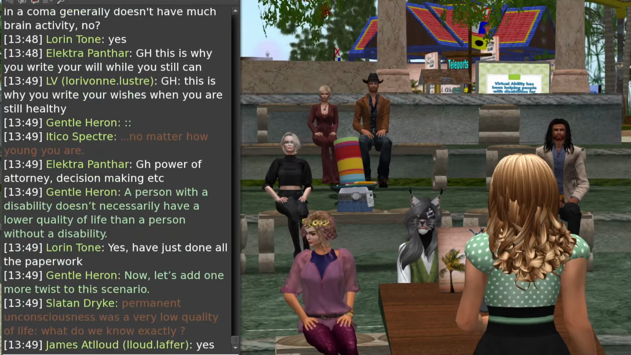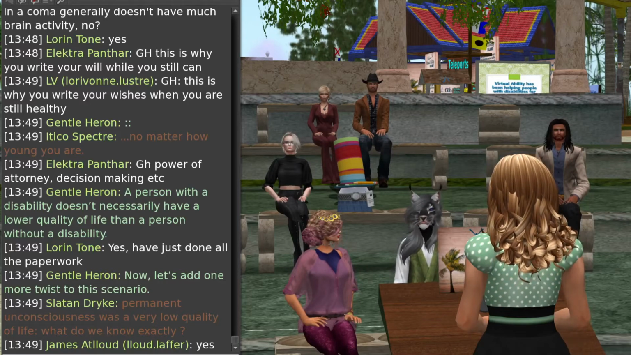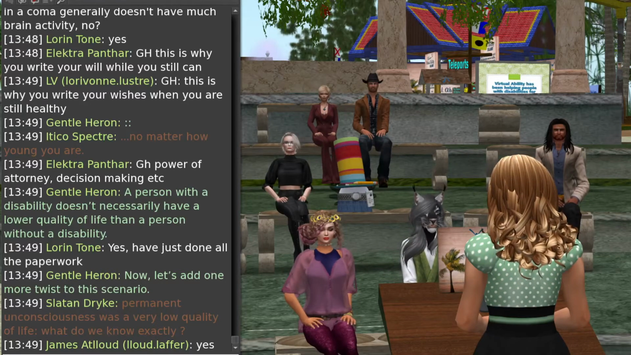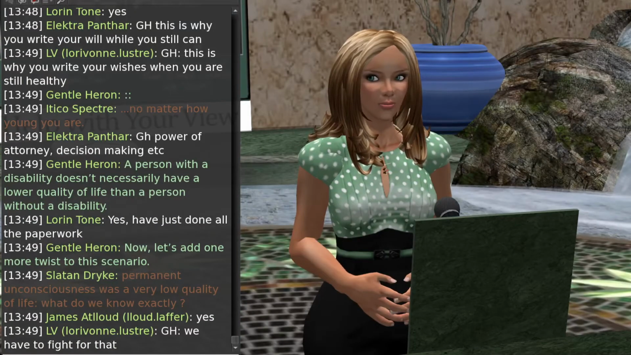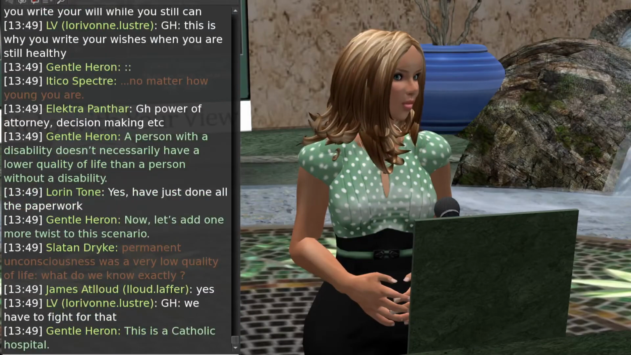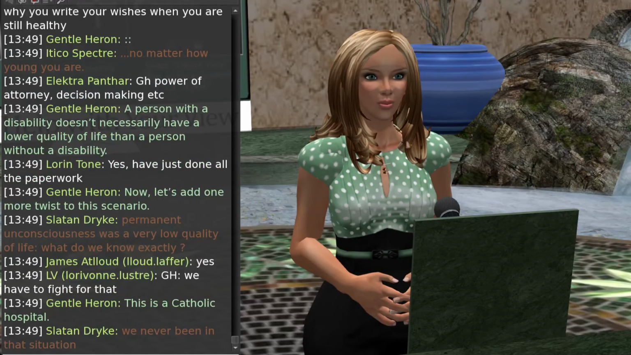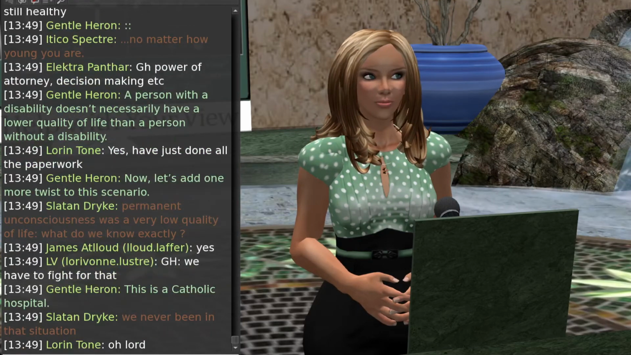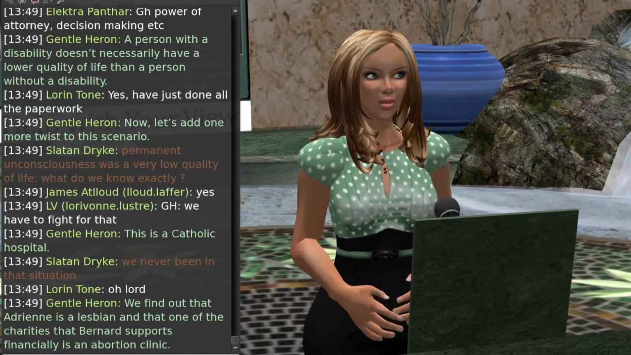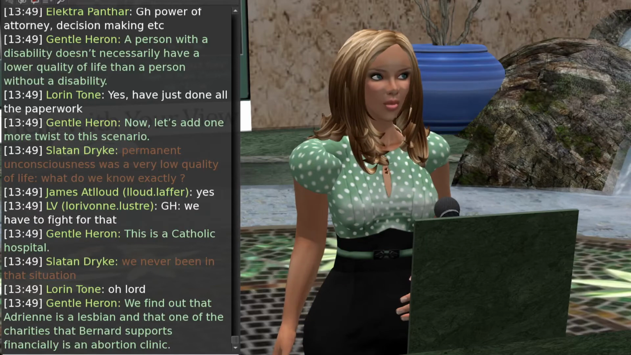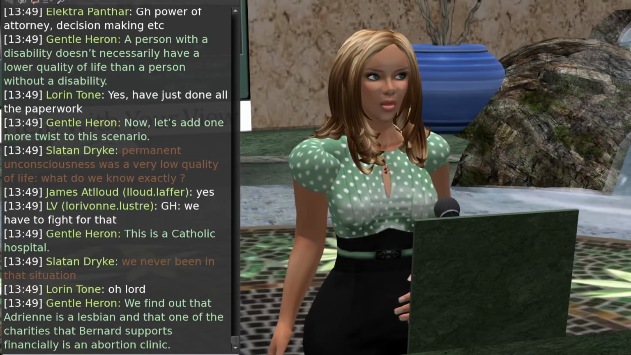So now let's add one more twist to this scenario. Slayton says permanent unconsciousness was a very low quality of life. What do we know exactly? Okay. Our hospital is a Catholic hospital. We have to remember that. We find out that Adrian is a lesbian, and that one of the charities that Bernard supports financially is an abortion clinic.